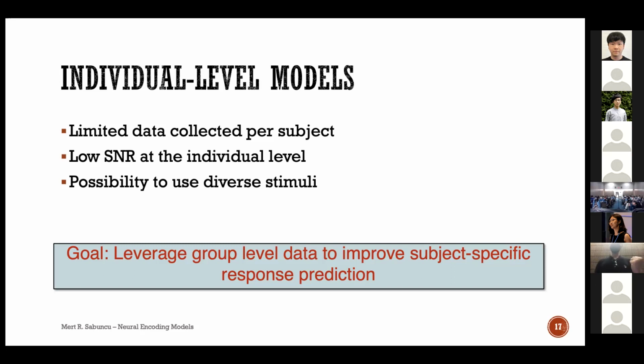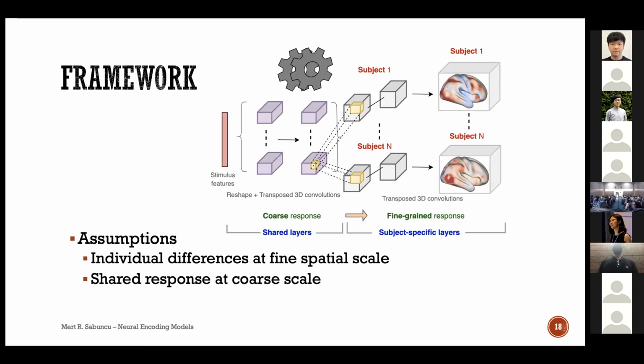Now, the approach we're going to take is to leverage the group level data. We have lots of data from different individuals. We're going to leverage that and try to build a subject-specific model that takes advantage of the group level data. So this is one way of doing it.